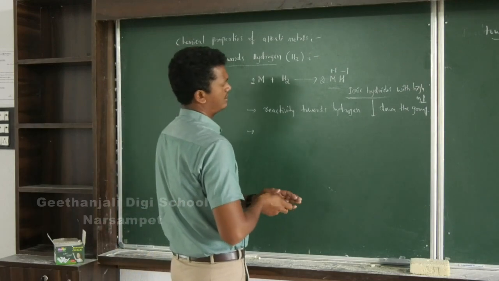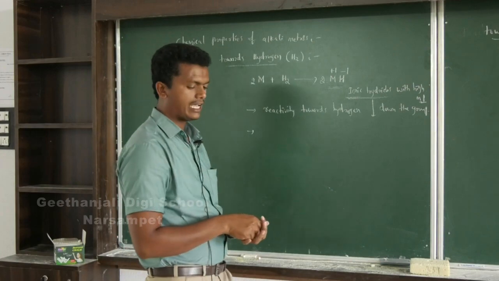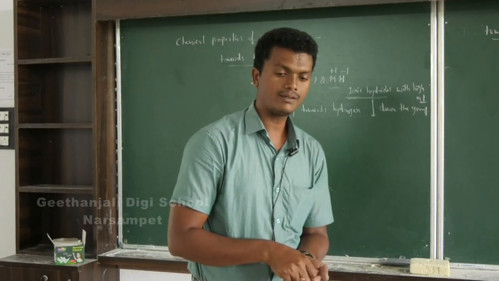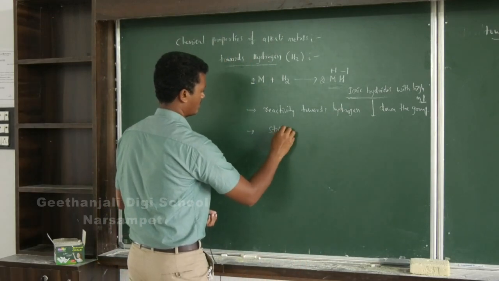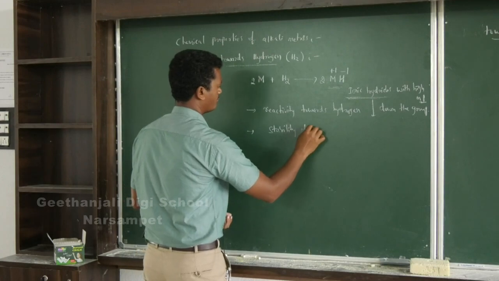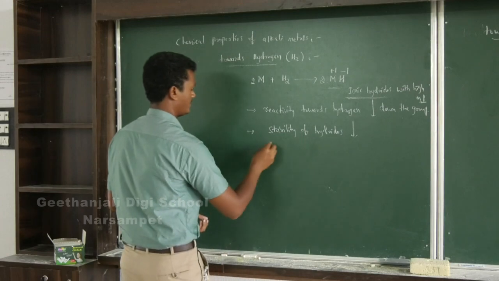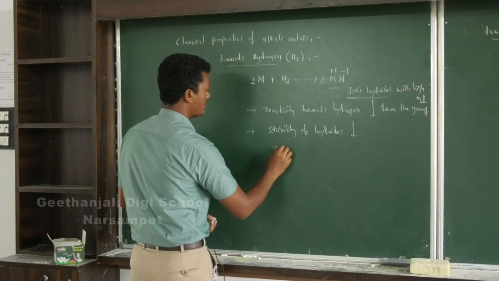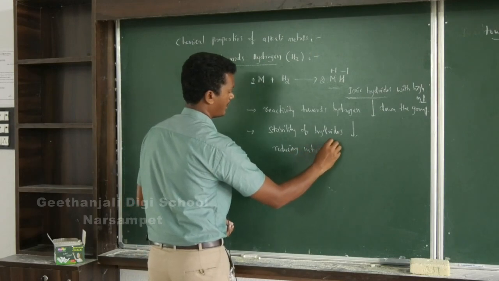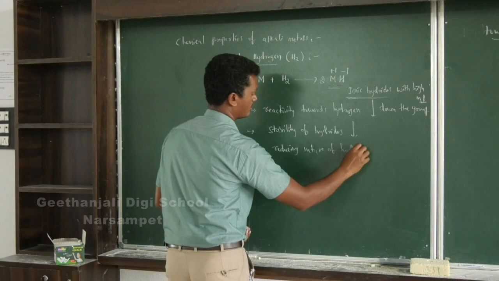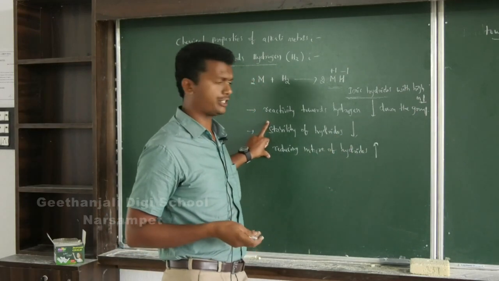On moving from top to bottom in these hydrides, the stability of the hydrides decreases and the reducing nature of the hydrides increases. Stability of hydrides decreases, reducing nature of hydrides increases. So, what is the relation between this stability and reducing nature?